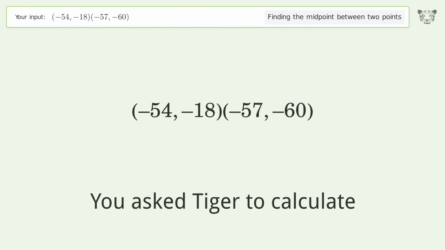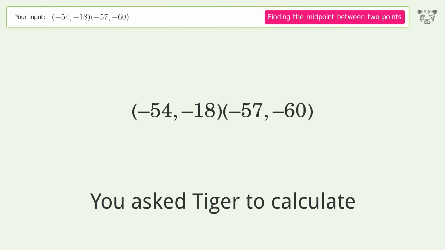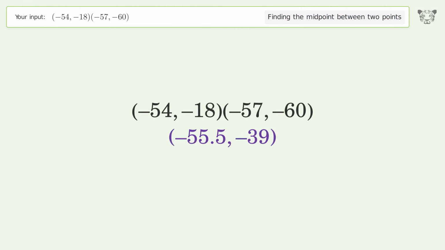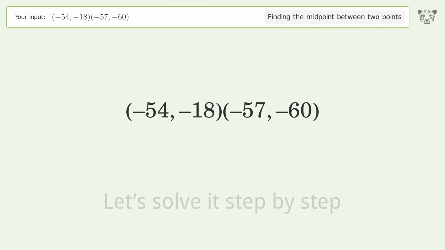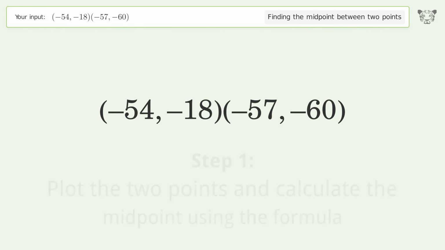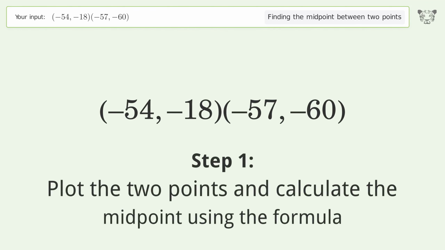You ask Tiger to calculate. This deals with finding the midpoint between 2 points. The midpoint between the 2 points is negative 55.5, negative 39. Let's solve it step by step. Plot the 2 points and calculate the midpoint using the formula.